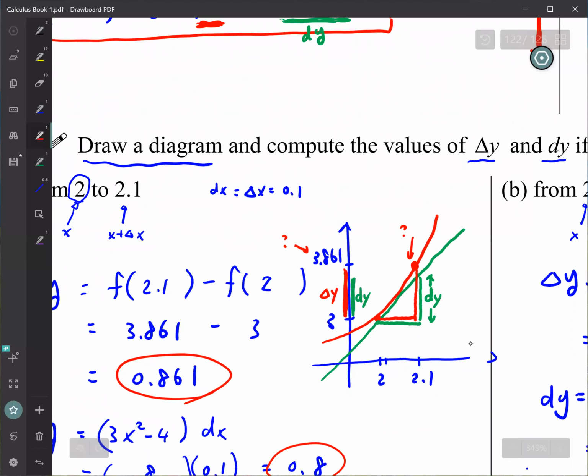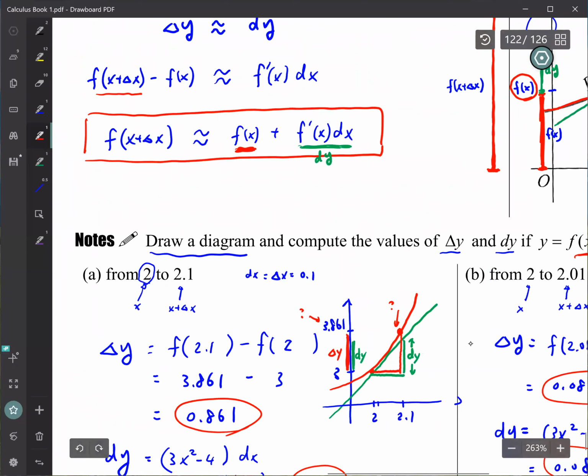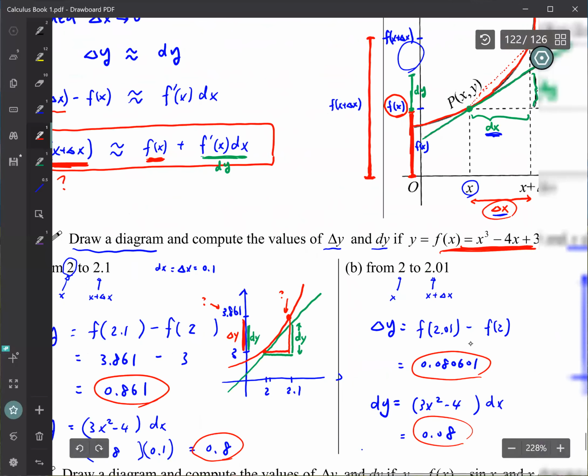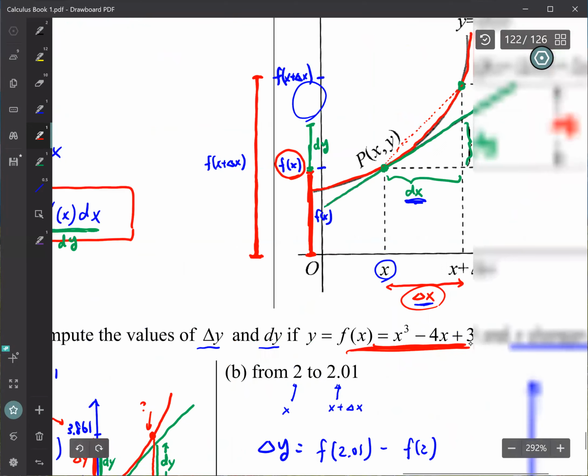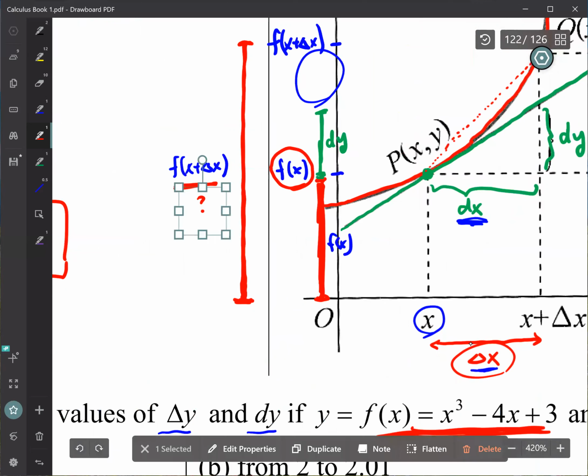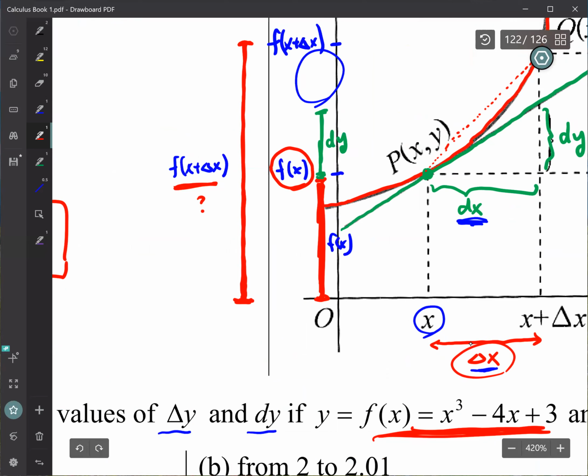The 3.861 is the f of x plus delta x. This is our goal: we're trying to estimate the 3.861 using the dy. As we can see here, we want to find this value, the long red line, using f of x plus dy. Okay, so let's try with an example now.